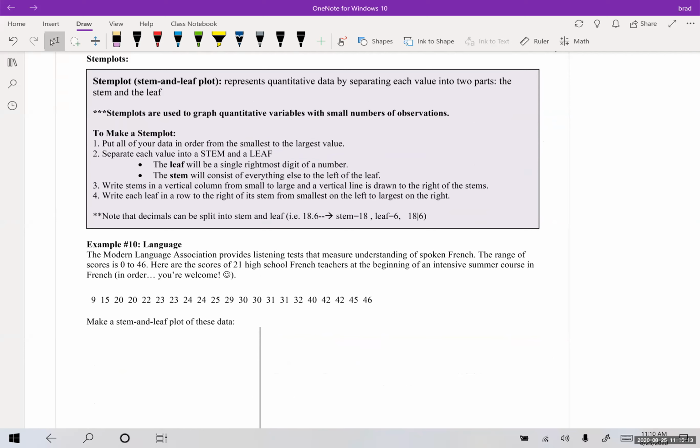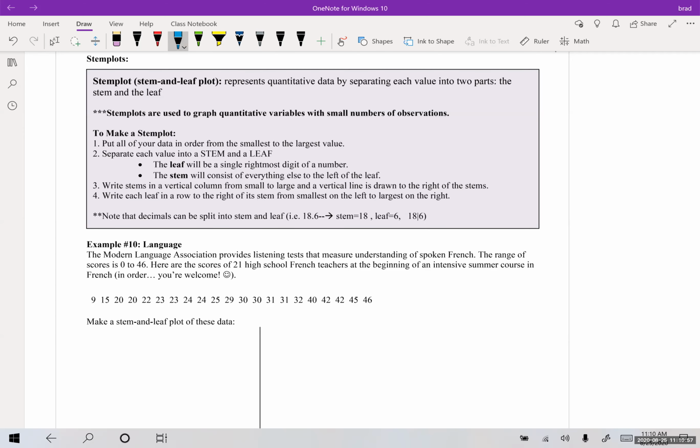So stem plots, stem and leaf plots, represent quantitative data by separating each value into two parts, the stem and leaf. Stem plots are used to graph quantitative variables with a small number of observations. So again, we don't want to use a huge data set. We would probably use a histogram for that. To make a stem plot, put all your data in order from smallest to largest, and separate each value into a stem and a leaf. The leaf will be a single rightmost digit of the number. The stem will consist of everything else to the left of the leaf. In this case, all these numbers are two-digit numbers, so it works out cleaner.